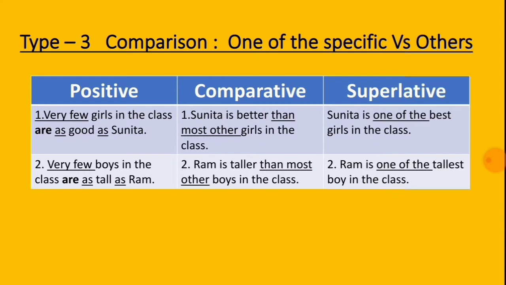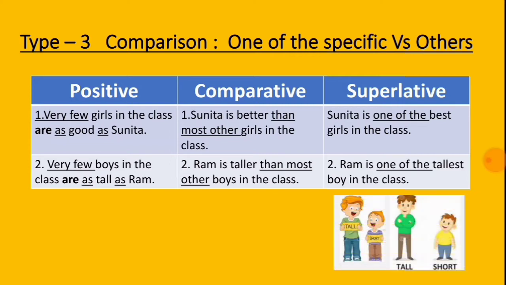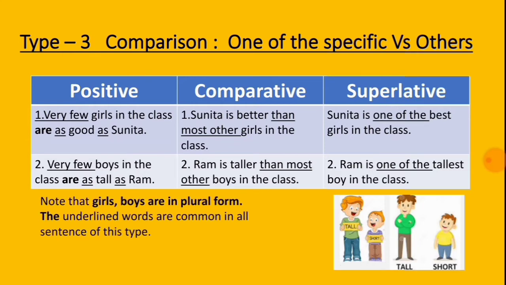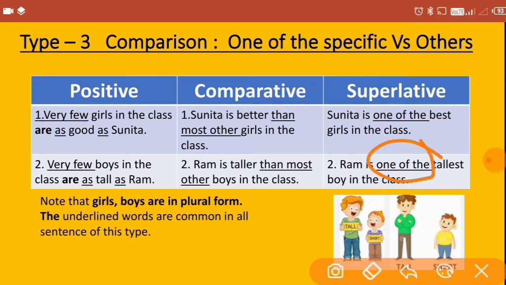Okay. Next, type 3. Comparison one of the specific versus others. Look at the examples, especially the underlined words. Here you can see that one specific is not the tallest. Here Ram is one of the tallest, not the tallest. One person is not tallest here, but one of the tallest. Here is the difference between type 2 and type 3.